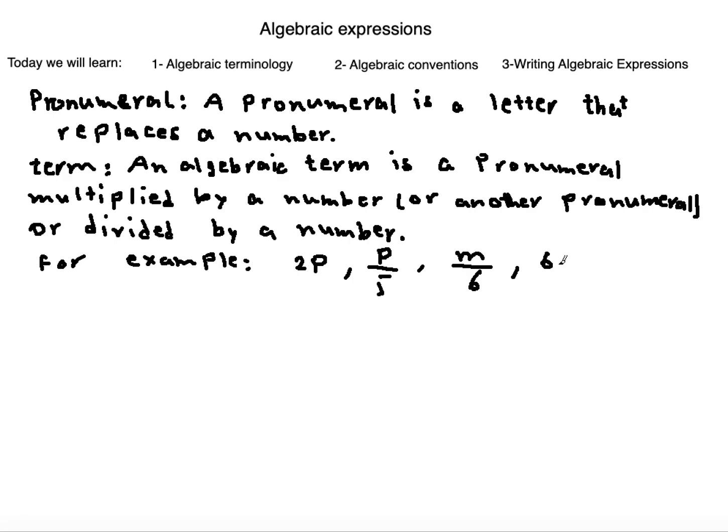Or 6xy. So here actually we've got two pronumerals times by a number. So it doesn't have to be a pronumeral. So we can say pronumeral or pronumerals. So a pronumeral or a number of pronumerals times by a number or divided by a number, like xy divided by 8. These are examples of a term.